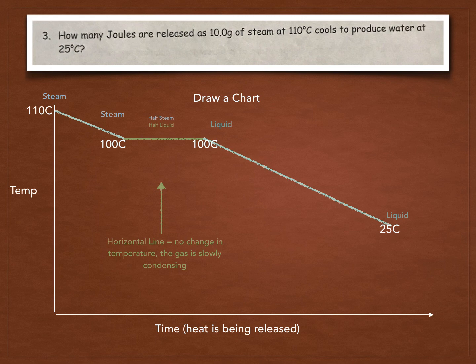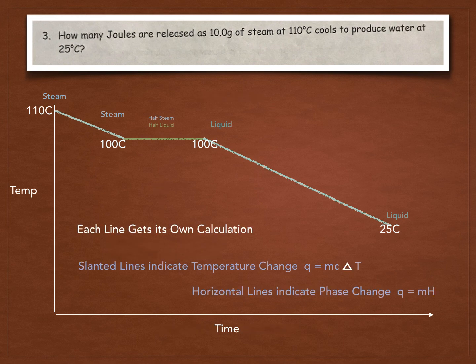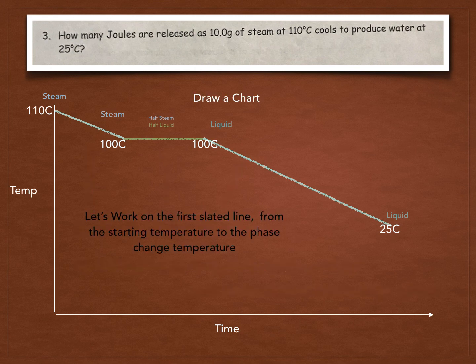Once all of the steam has turned to liquid, it is still at 100 degrees Celsius, but now the temperature will reduce as the heat is released. As you move to the right of this graph, heat is being released the entire time. Even when the temperature is not changing, heat is being released to allow condensation to occur. Each line in the graph gets its own calculation. There are a total of 3 line segments, so there will be 3 separate calculations.